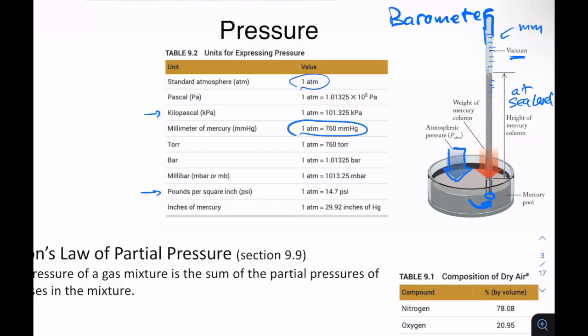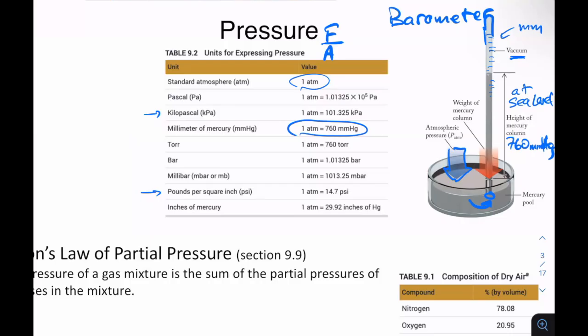Pressure is force per unit area. Force per unit area. That's pressure, okay? So the pressure of the atmosphere down on the surface, okay? So on the surface of this, it pushes it up. We define that as 760 millimeters of mercury, because that's how high the column of mercury travels in that column. So that's how a barometer works.